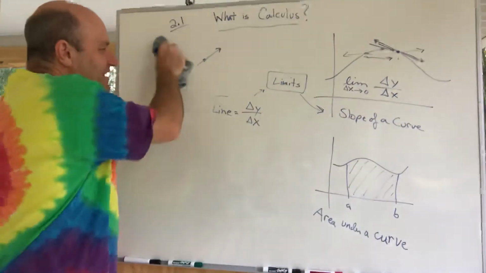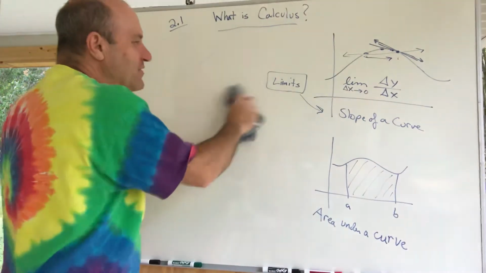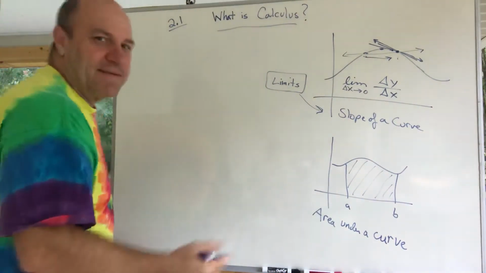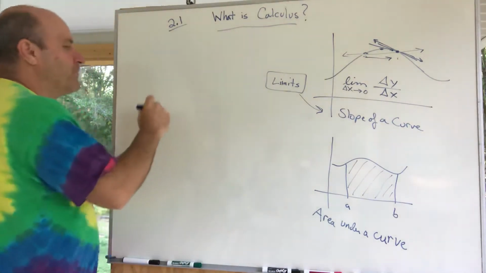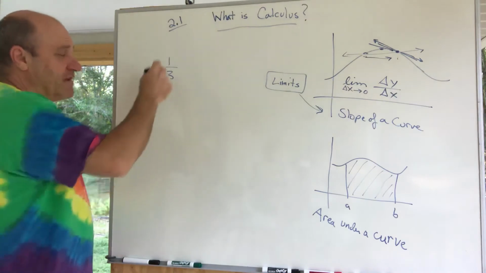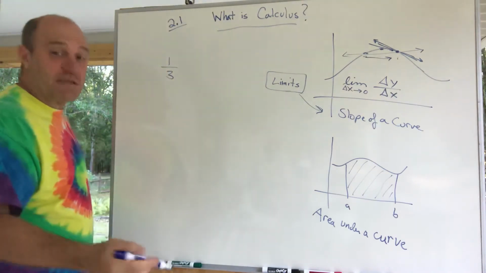You know, and again, using limits has to do with this infinity idea. Here's one idea of infinity. What is 1/3? Well, you take 3 and divide it. Can you make 1/3 a decimal, please?